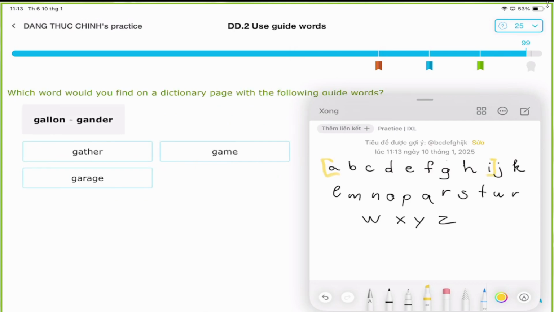Okay, last one. Gallon and gander. Okay. Gallon and gander. So L and N, between L and N. Where's L and N? L and N. So T does not belong. M belongs. R does not belong, so game it is.